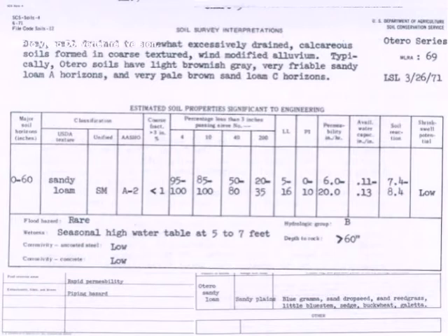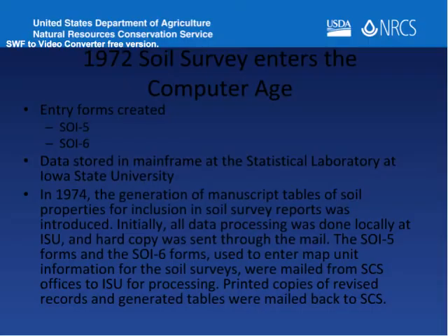Here's another example of a soil survey interpretation record, and this one's for the Otero series dated in 1971. You'll notice we've got the short description of the soil along with the estimated properties. Take a close look at your properties. You've only got one set of properties between 0 and 60 inches. And at the very bottom here, you'll notice that we've expanded in the 1971 to include some of the other properties, other interpretations, and plant species.